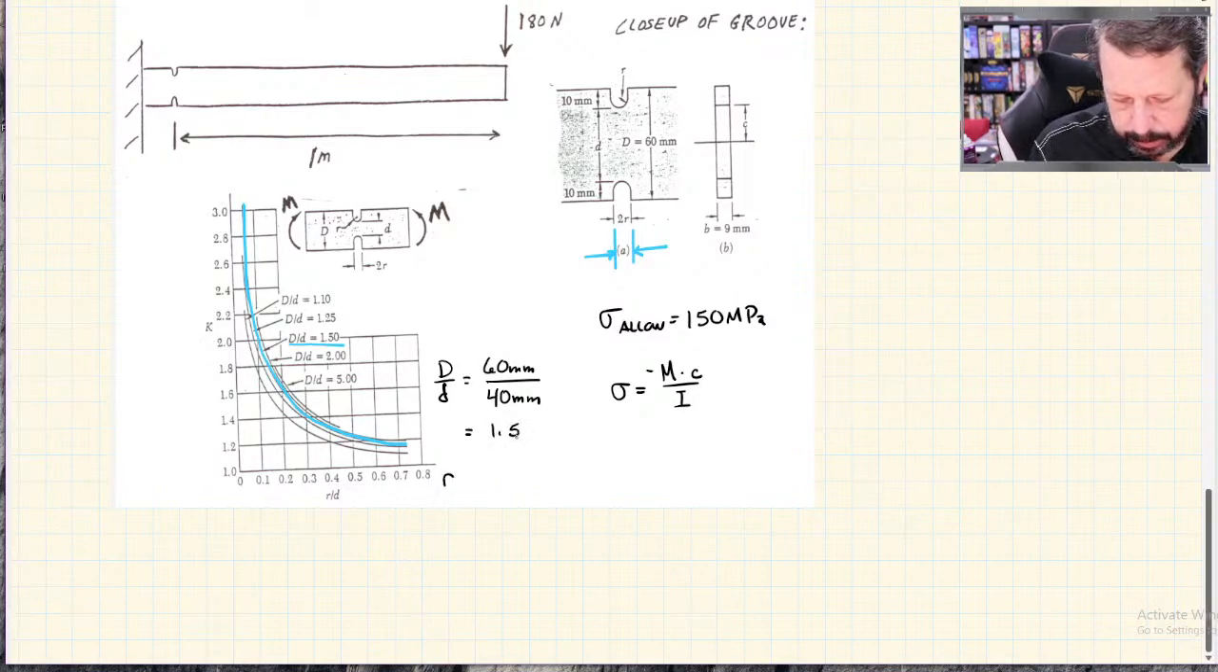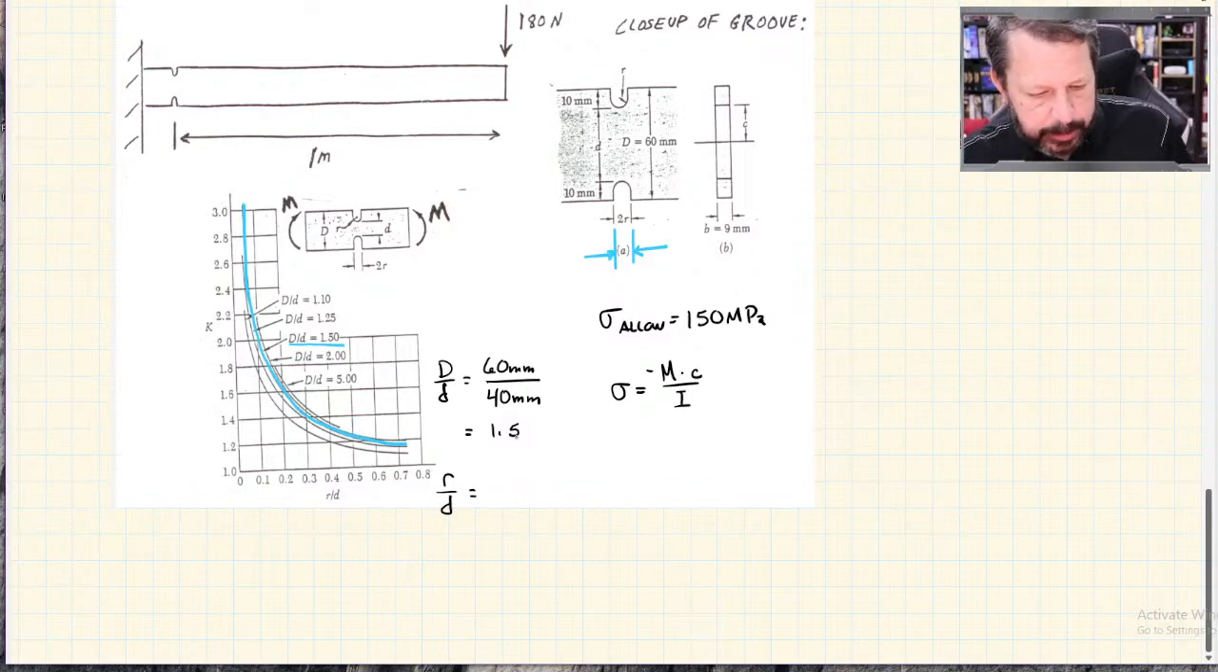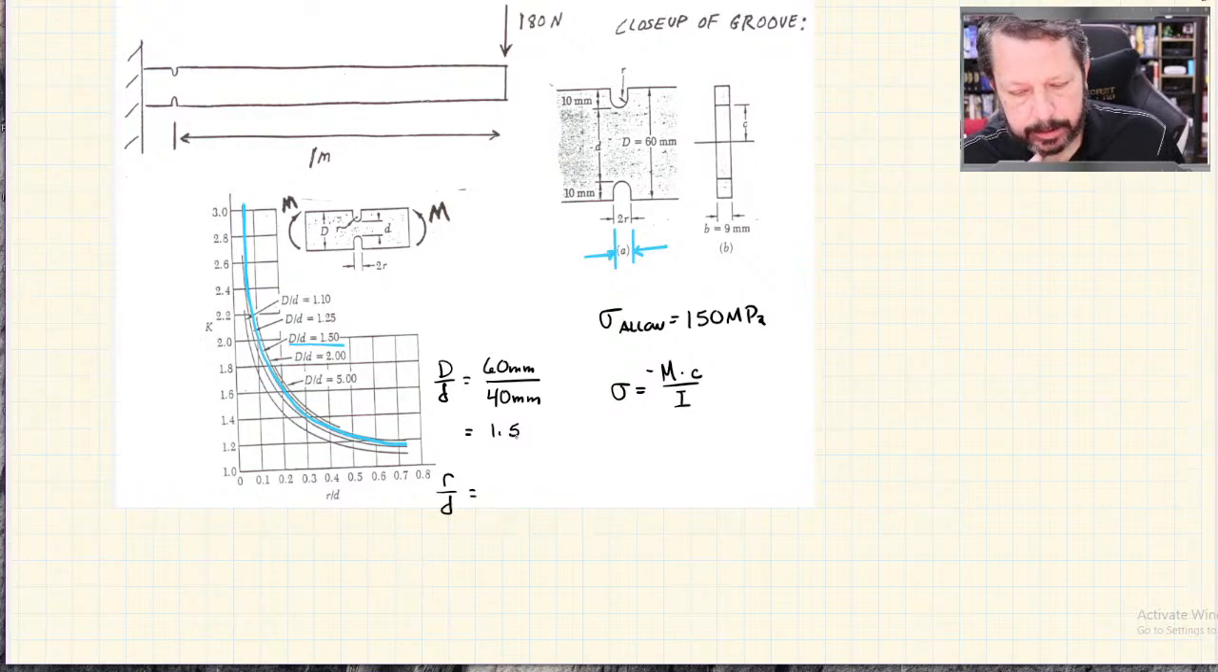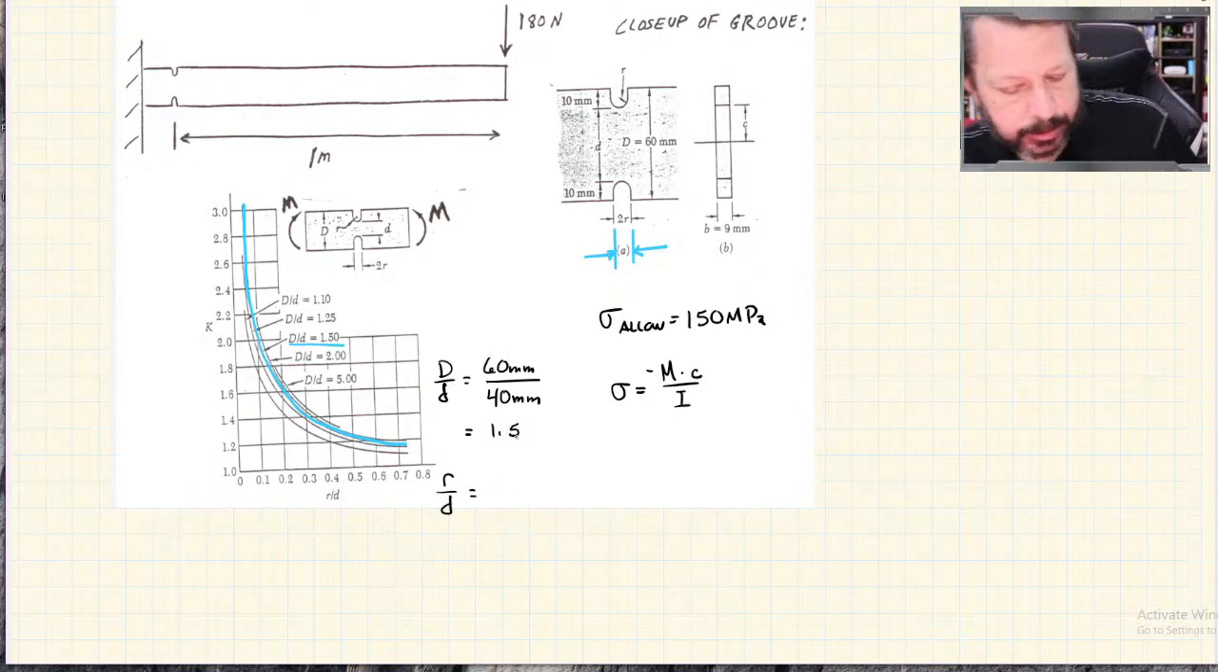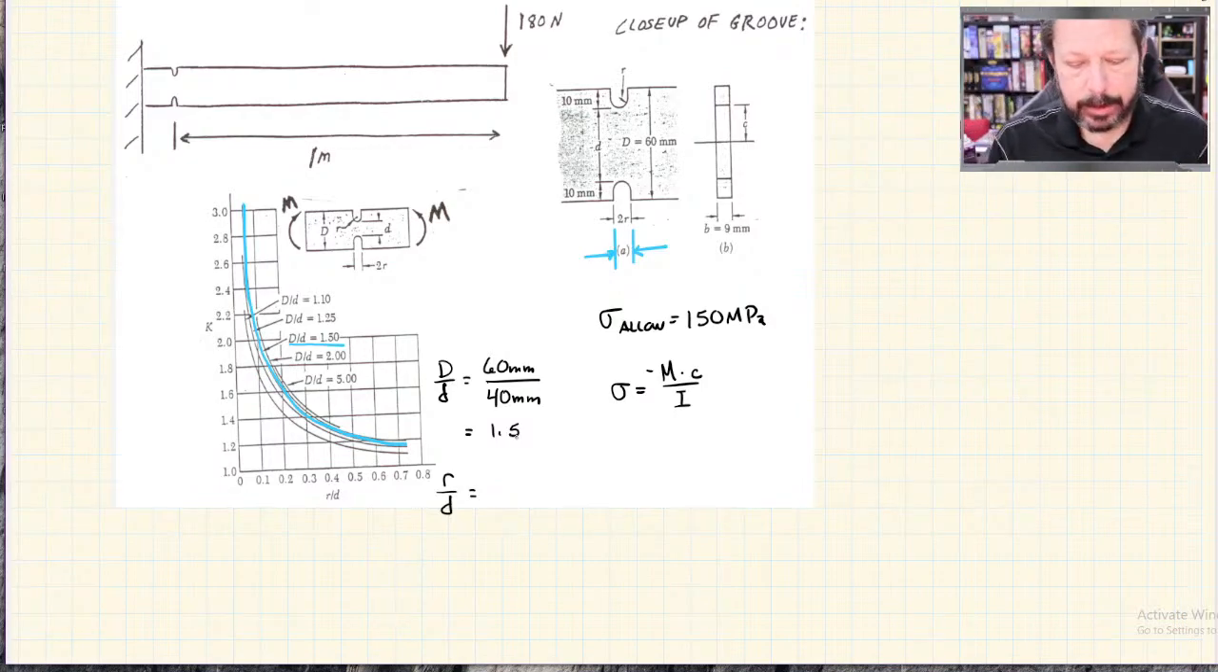And then r over d, the radius. They give us 2r as the width of the groove. That's actually what we want to solve for. So it looks like we're going to have to figure out what K we can use and back our way into what r is going to be. We just know which trace we're on, but we don't know our radius. So we're going to have to figure out how we're going to get that.